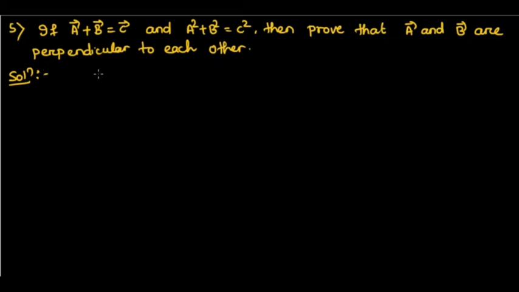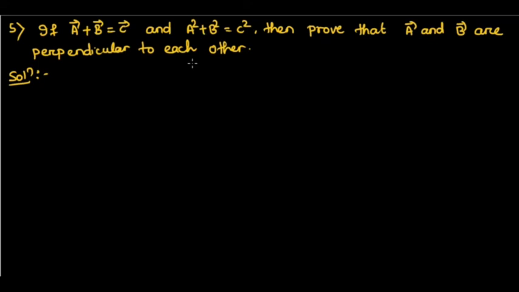So now look at the next question. The question is, if a vector plus b vector equal to c vector and a square plus b square equal to c square, then prove that a vector and b vector are perpendicular to each other.